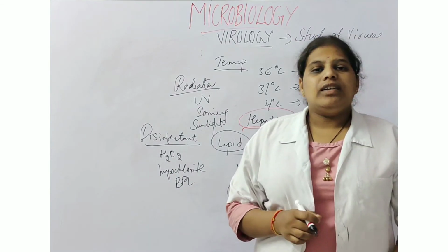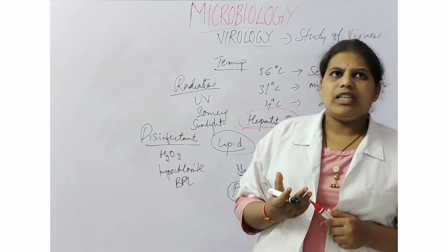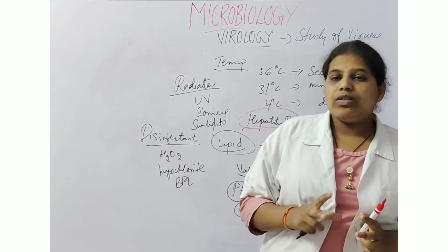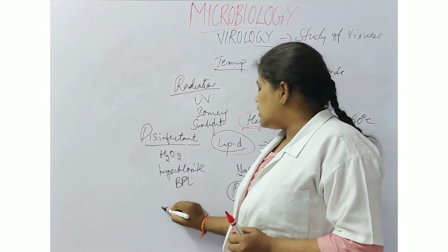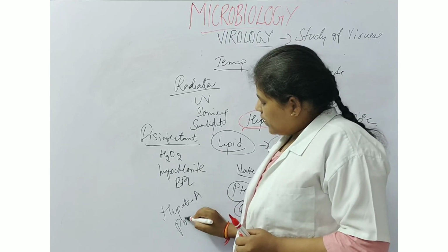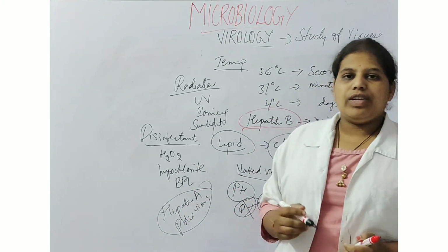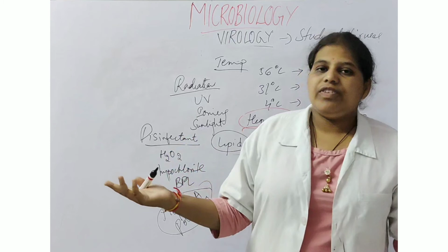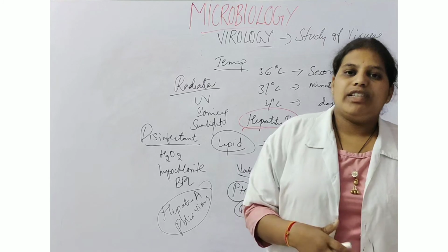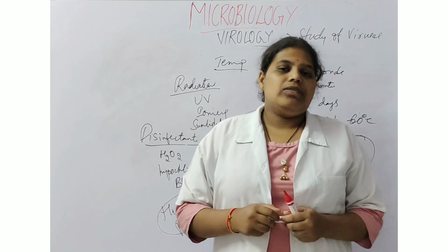virus. And by chlorinating water, we can kill some viruses, but hepatitis A and polio virus cannot be killed by chlorination. So we cannot kill these viruses even by chlorination. So these are some disinfectants, radiations and pH by which we can inactivate the virus. This is about the properties, structure and symmetries of the viruses.